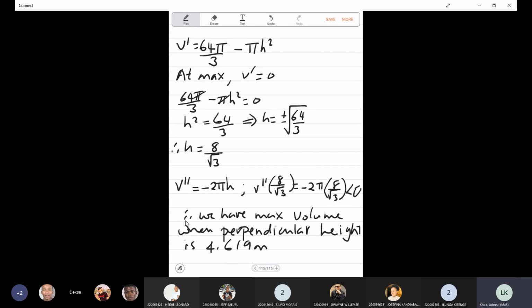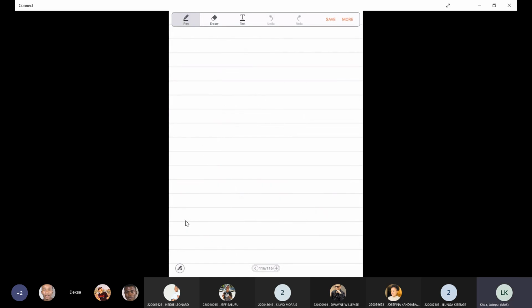Okay, then number 7. Number 7, we are told that the lengths of two sides of a triangle are each 1 meter. Then we have to determine the length of the third side of the triangle when the area is maximum, and then we also have to determine what this area is.